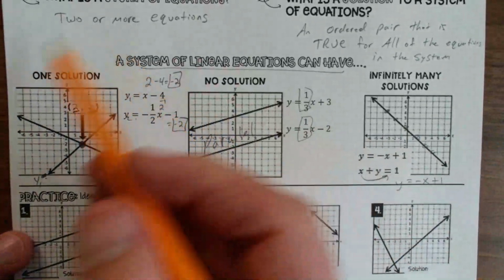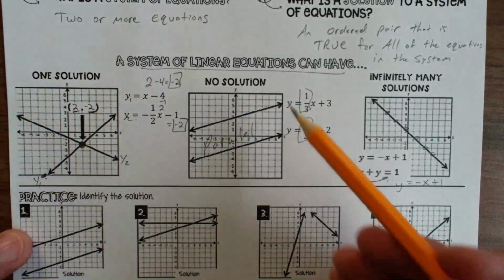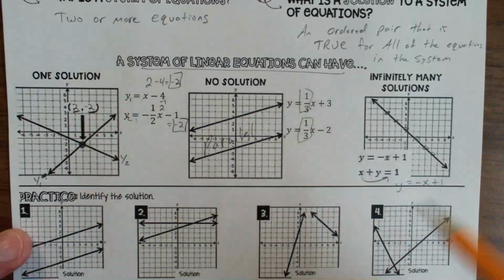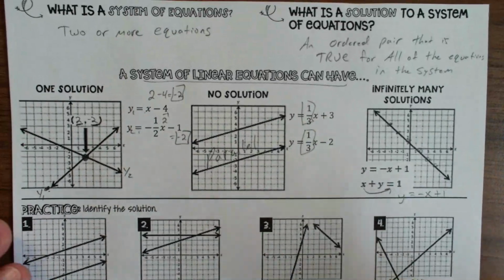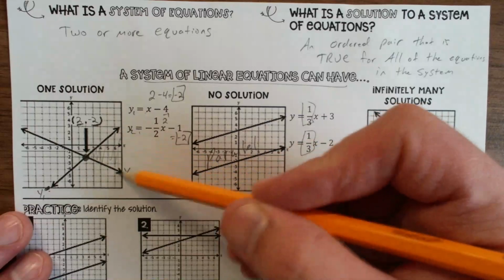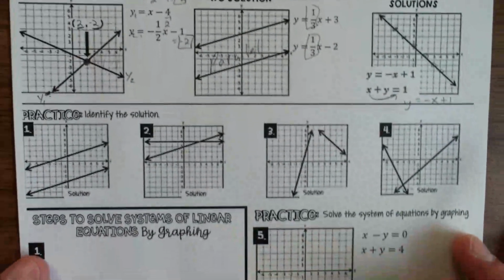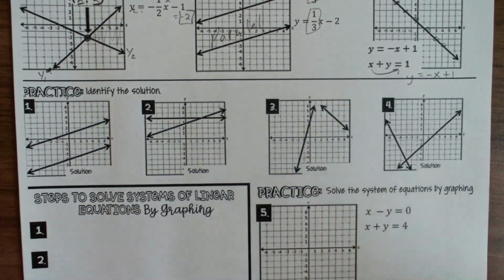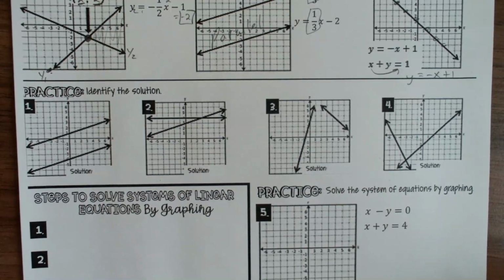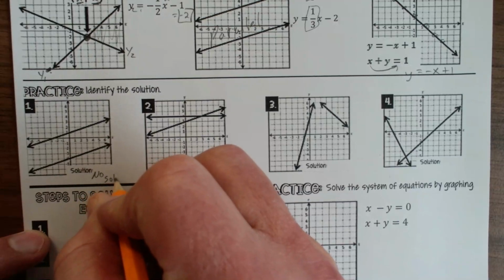The majority, 90% of what we're going to deal with, is going to be right here. Sometimes we'll have no solutions. Sometimes we'll have infinite solutions. And in one lesson, we're going to have inequalities, so we're going to have a shaded region. That's going to have solutions, but we'll wait for that for another day. So right here, we just have to identify the solutions. For this very first one, they do not cross, so there is no solution.